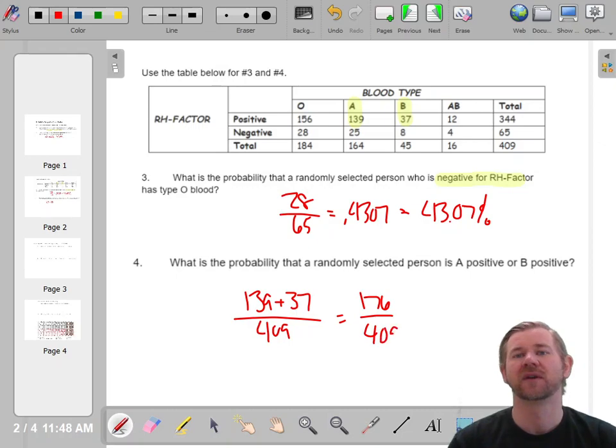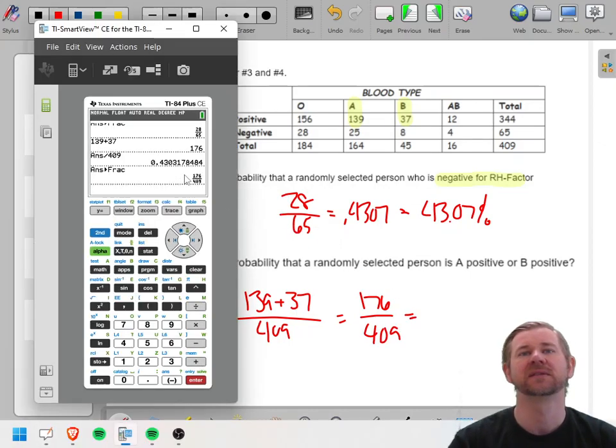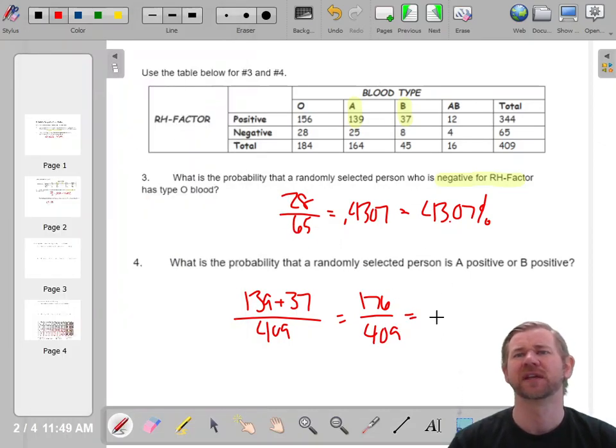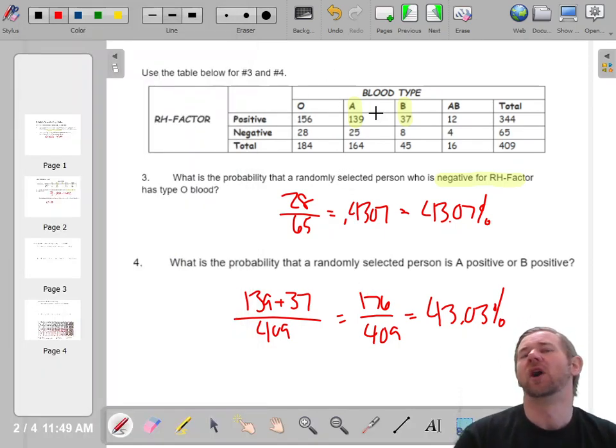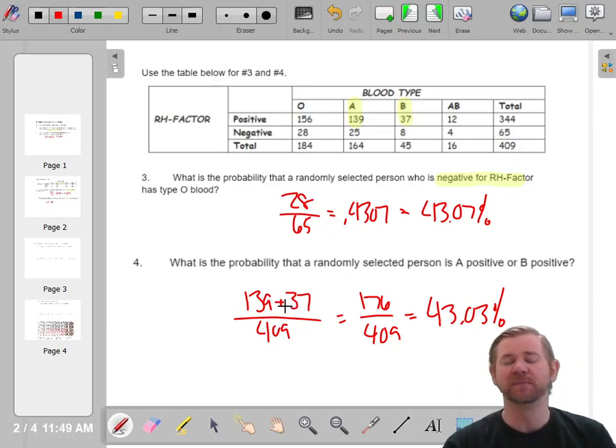176 over 409, which as a percentage is, wow, really close, 43.03%. I wonder how that worked out. Those are really close though. Okay, that's fine. But you're only looking at the people that are A or B positive, and you're going to add them together, and there's a total of 409 people. So you get the number of people that have those types of blood out of the total population.